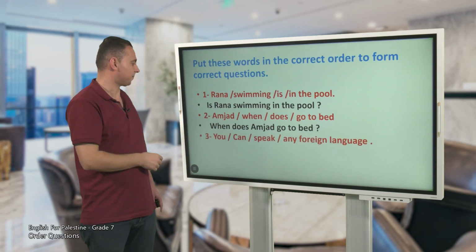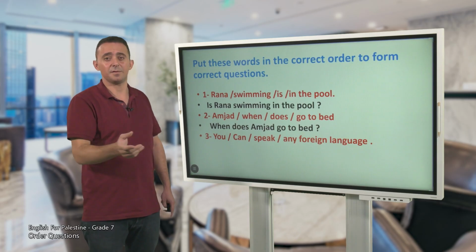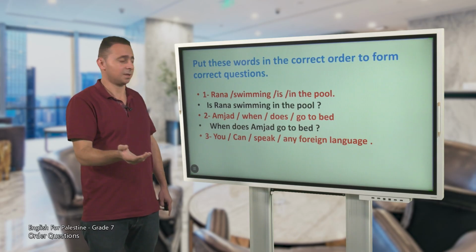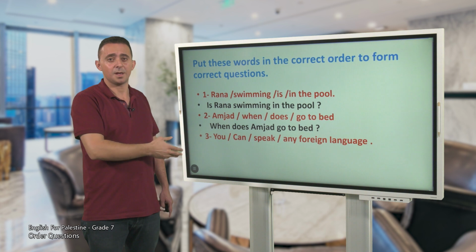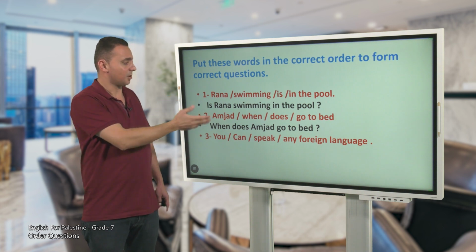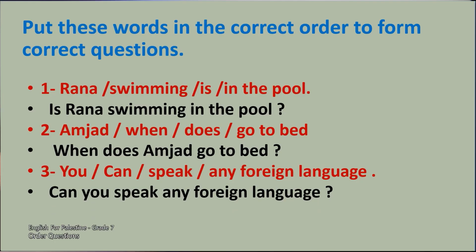What about number 3? Let's see the words: you, can, speak, any foreign language. Do you think it's a yes-no question or a WH question? Very fine. It's a yes-no question because we have an auxiliary verb. So we start with the auxiliary verb can. Where is the subject? Fine, it's you. Can you? And the main verb is speak. Can you speak? And we complete the rest of the sentence to become can you speak any foreign language? And of course at the end we put a question mark.